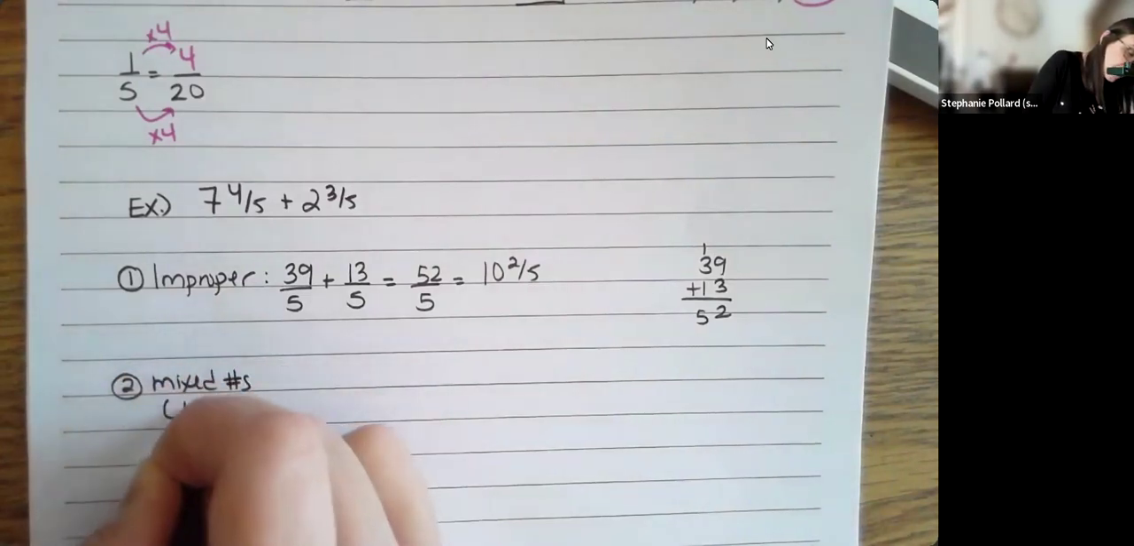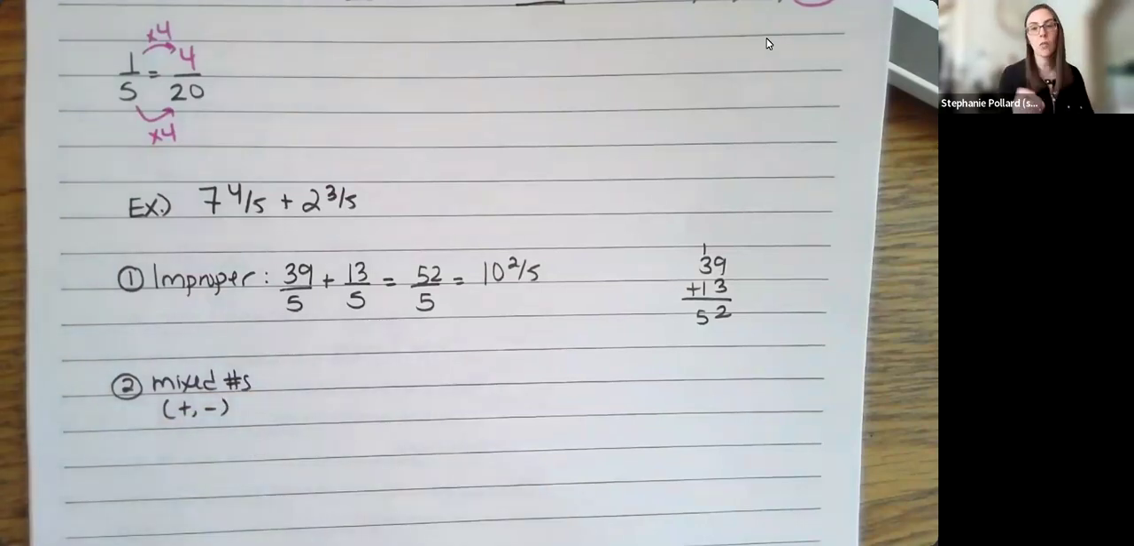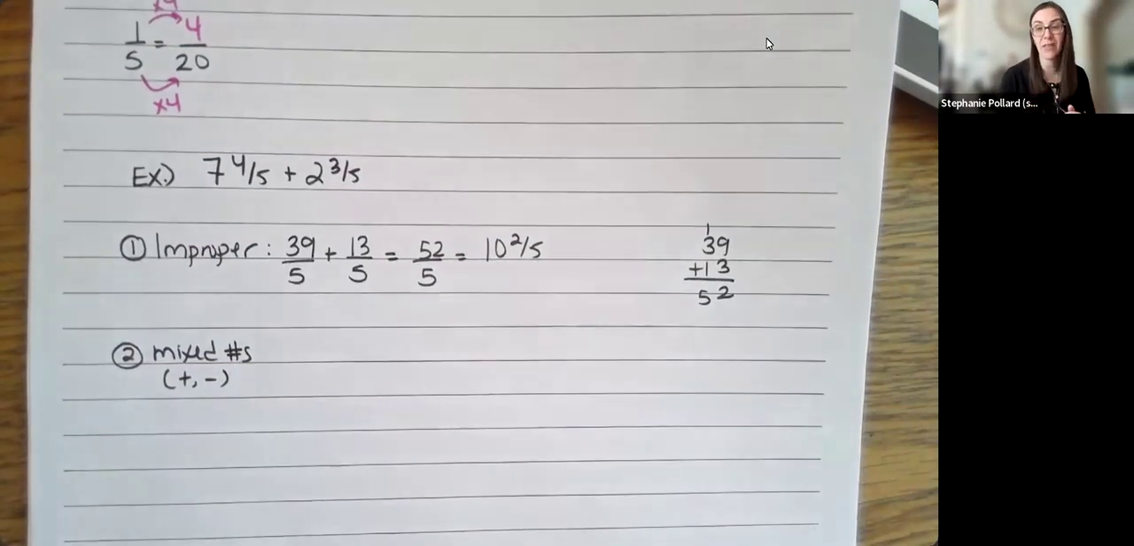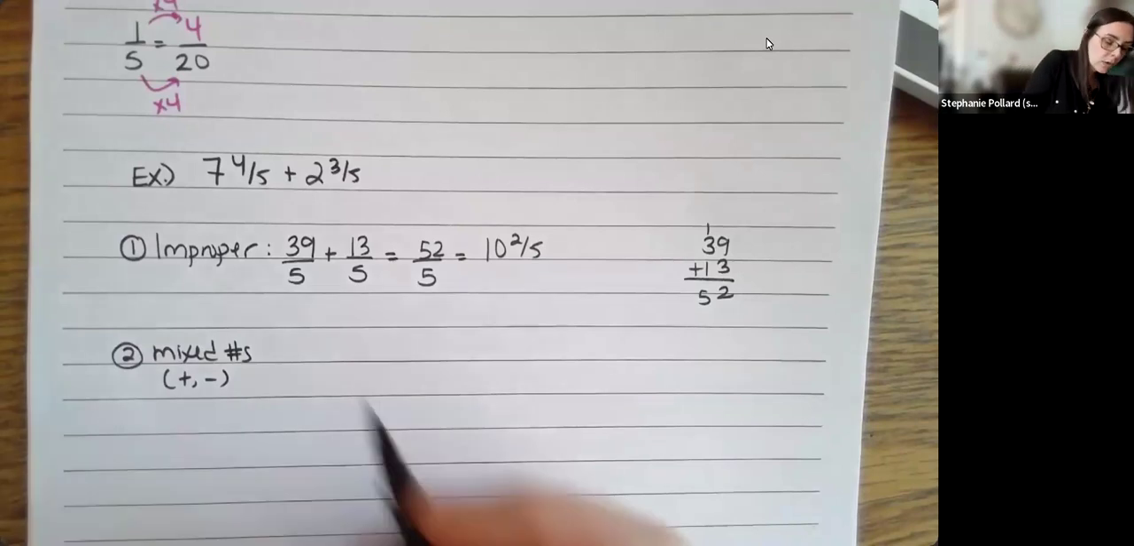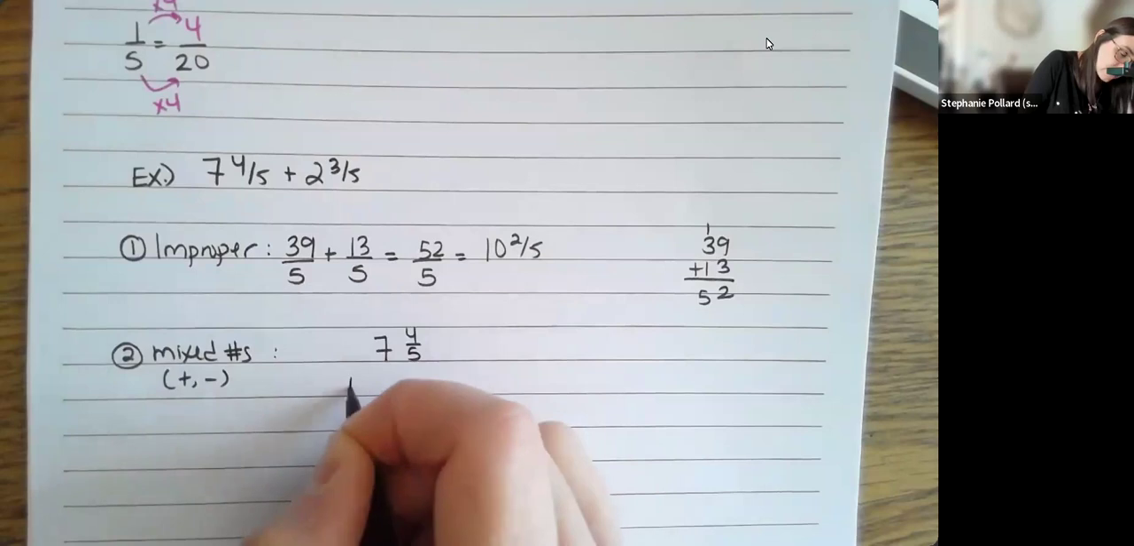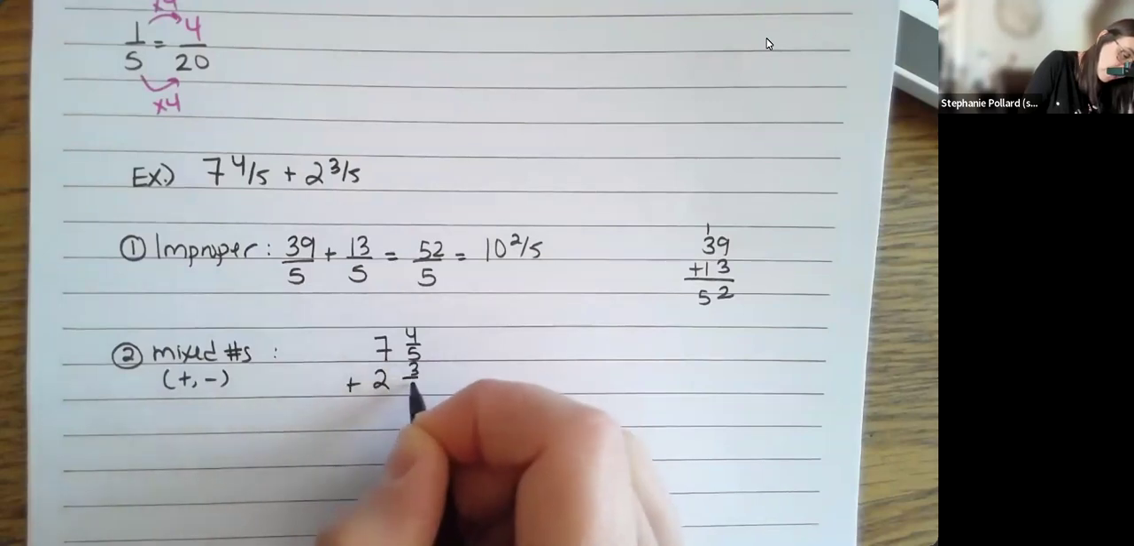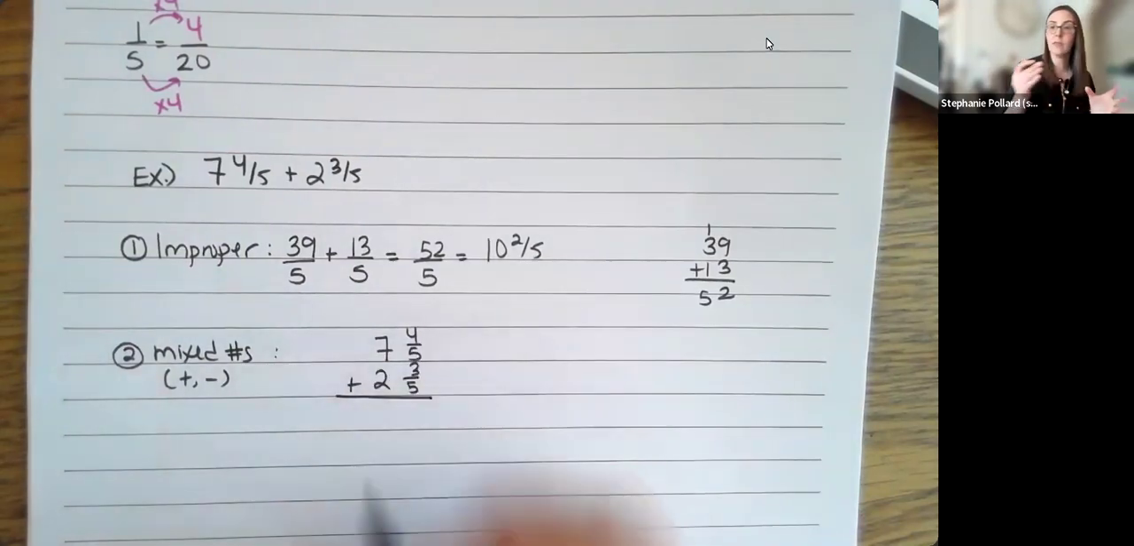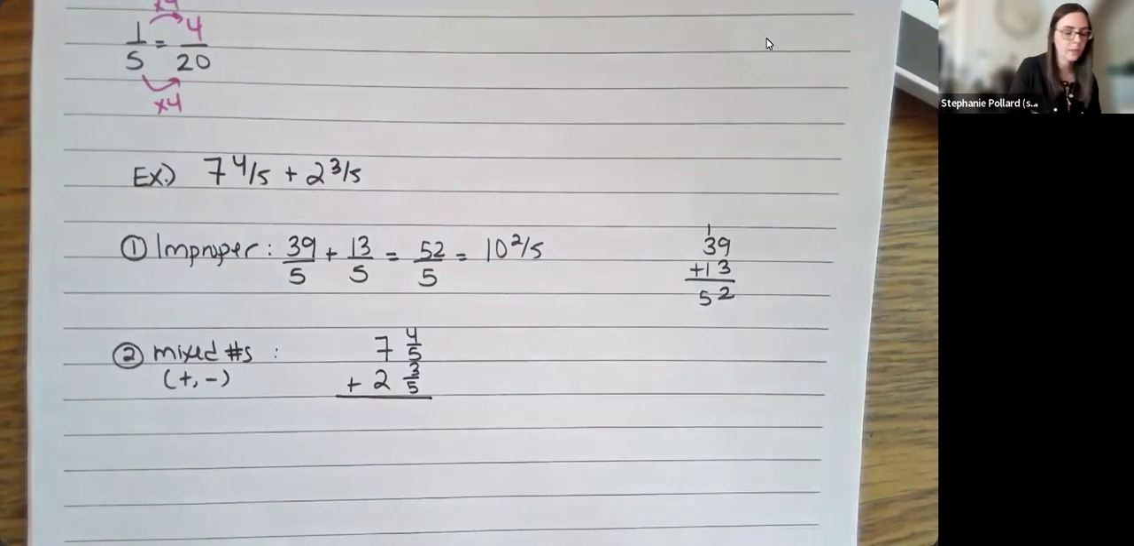Again, this only works for adding and subtracting. It does not work for multiplying and dividing. I don't really have an easy shortcut there. So what you could do is write it like this: 7 and 4/5 plus 2 and 3/5. And you would add the individual parts together. So that actually does work here.